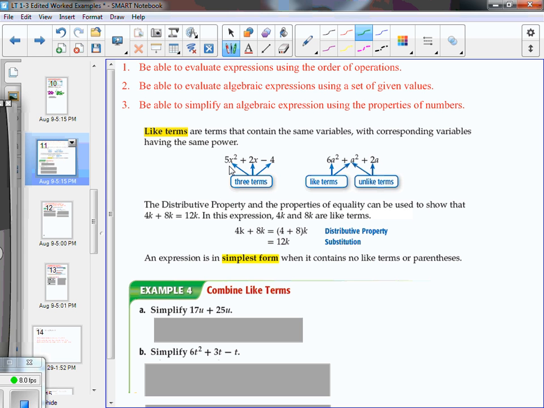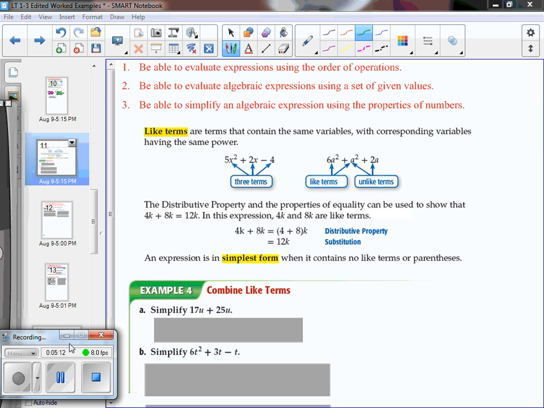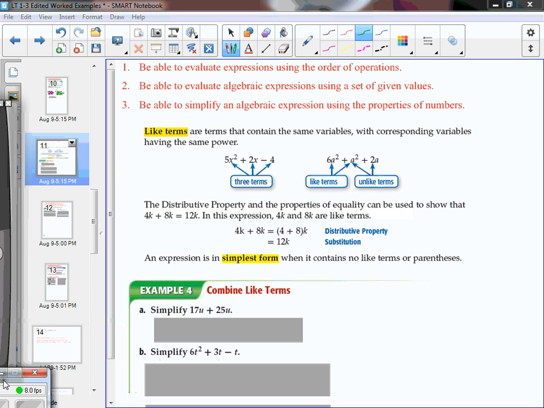So the 5x squared, the 2x, and the negative 4 cannot be added together. Neither can the 6a squared. Oh, the 6a squared and the a squared can be, and get what?